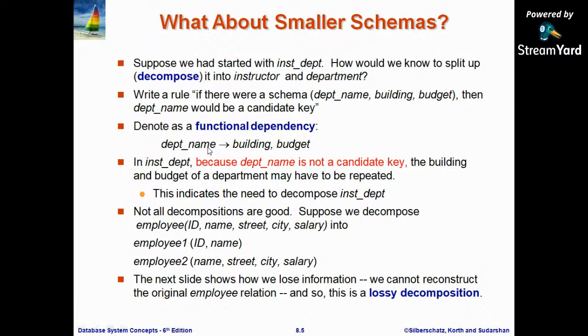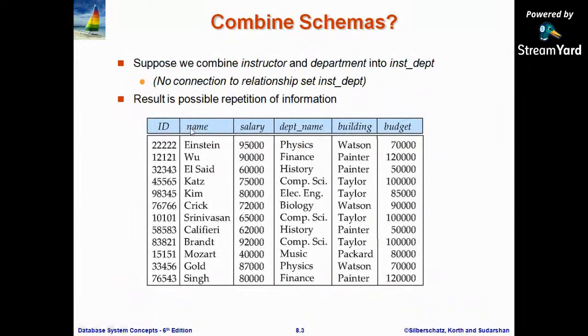What is the good design for it? The good design will be to keep ID, name, salary, and department name in one table, and in another table keep department name, building, and budget. So in the first table, you will have four fields: ID, name, salary, and department name. Department name is required because otherwise how do you identify which department you are in? In the second table, you can have the fields department name, building, and budget. That is a good division of a relation schema into two schemas.